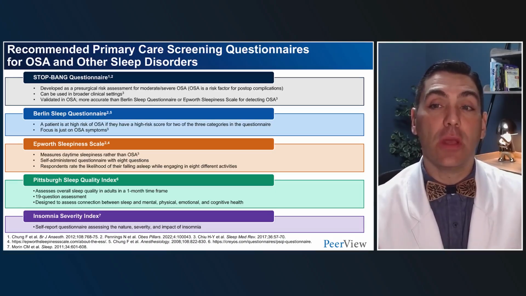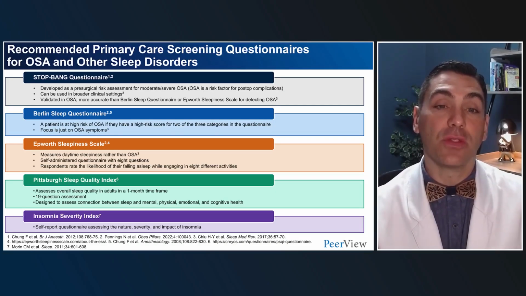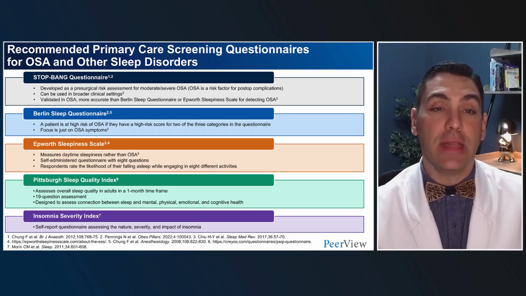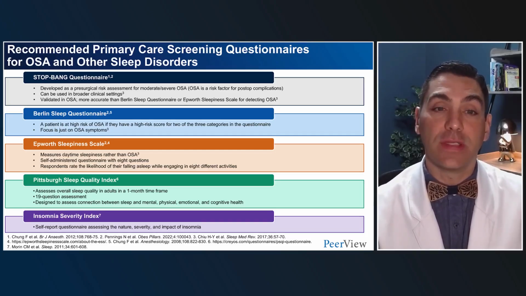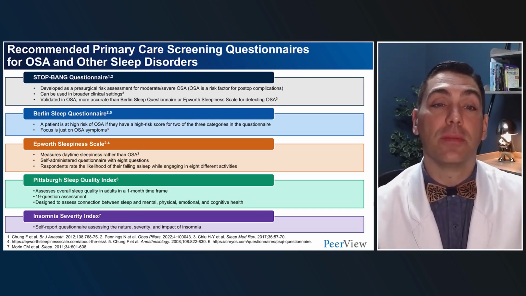Now, what are the screening questionnaires that we can use for sleep disorders and obstructive sleep apnea? The STOP-Bang is the main initial screening tool that is validated for OSA. This was developed for presurgical risk assessment in patients with moderate to severe obstructive sleep apnea.